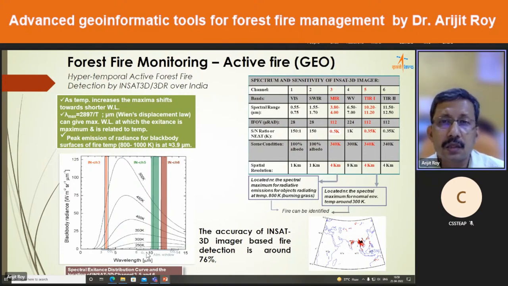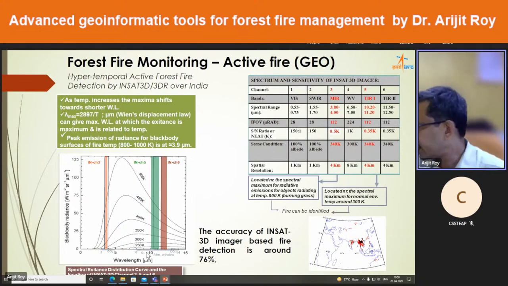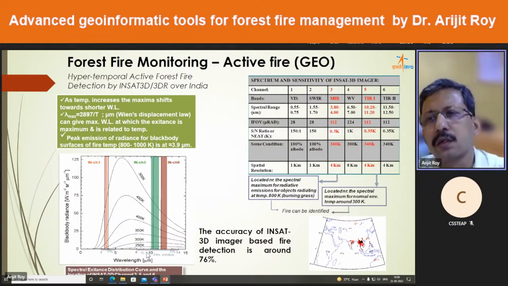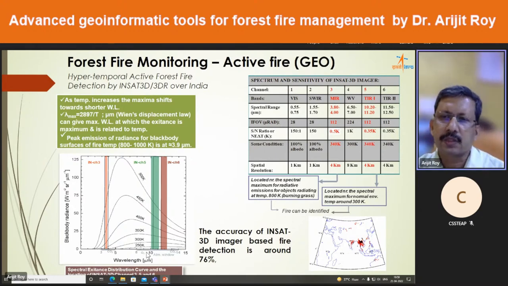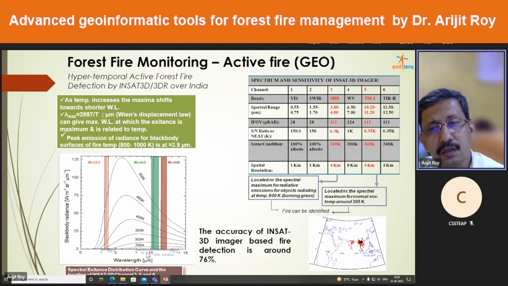And in the INSAT 3D, 3DR, we have two channels, that is the channel band 3 and band 5, which provide us the information on the thermal signature from the ground. But the problem is that these sensors, since they are at a height of 36,000 kilometers above Earth, the resolution of the sensors is very, very less. So there's basically 4 kilometers is the resolution of the sensors.